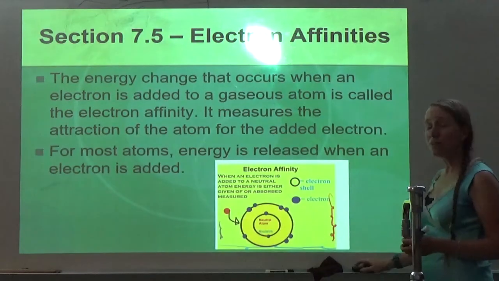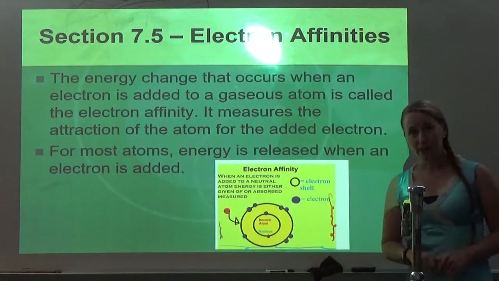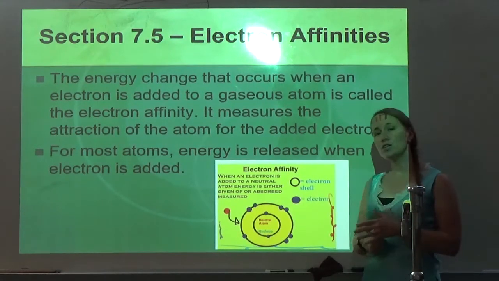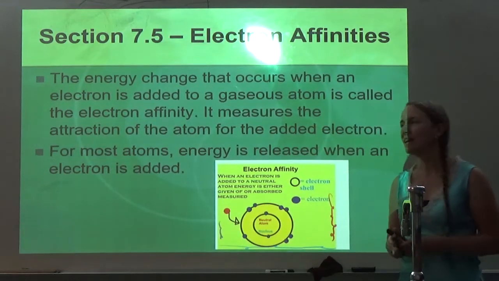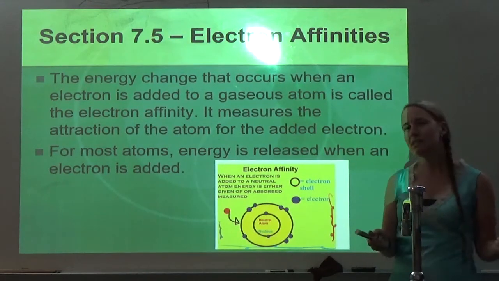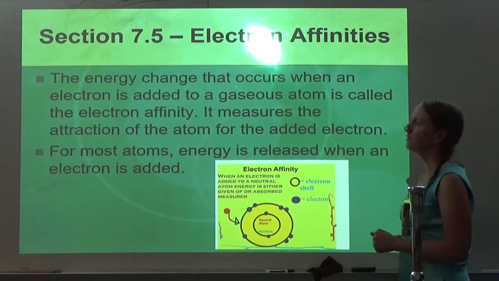All right, so moving on to 7.5. So now we're going to talk electron affinity. Electron affinity is one of the weirdest trends just because it's not very trendy, as in it's barely a trend sometimes. So I don't see a lot of questions about electron affinity usually.